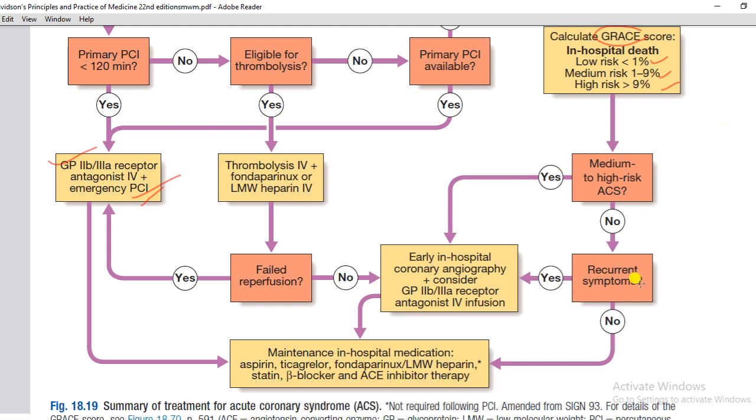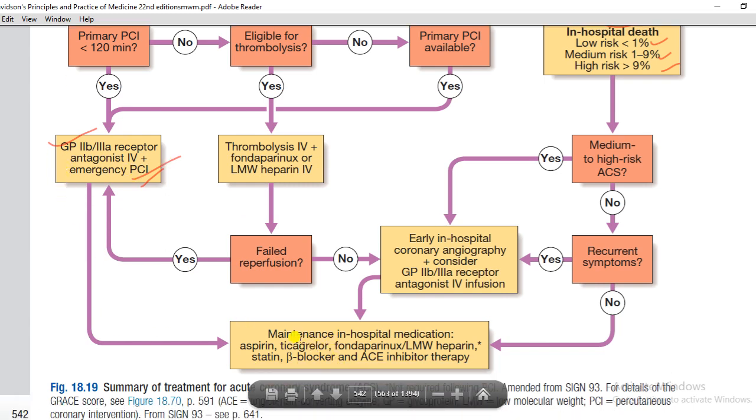If not, we should observe whether he or she has recurrent symptoms. If yes, then the intervention should be performed anyway. Failed reperfusion: fondaparinux or low molecular weight heparin is given. If the reperfusion has failed, then he or she should again go for a GP2B3A receptor antagonist along with emergency percutaneous intervention, and ultimately they should be under maintenance in the hospital.